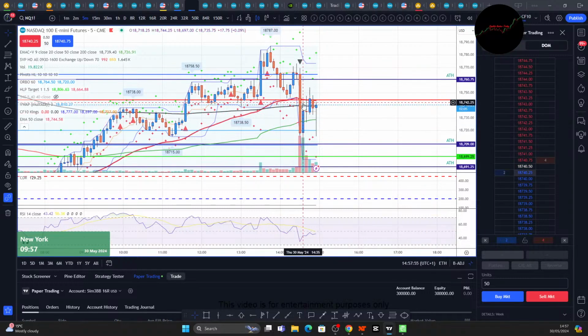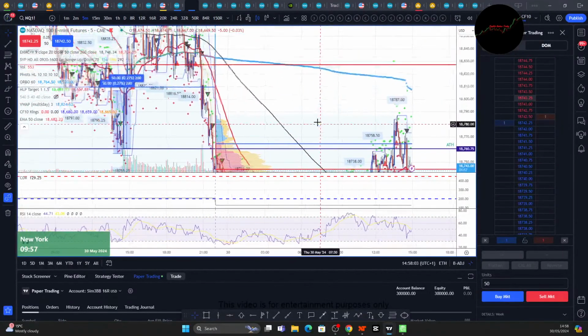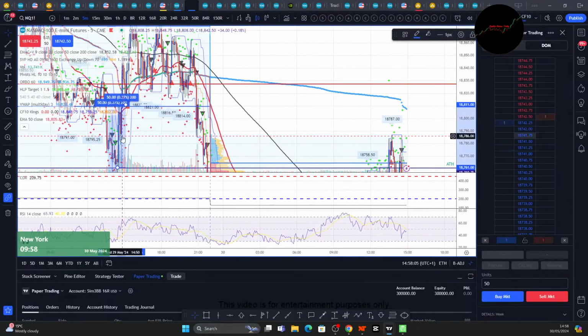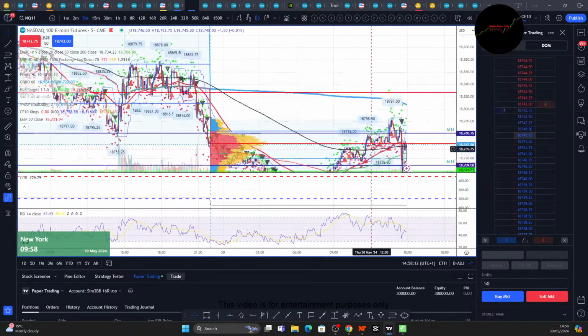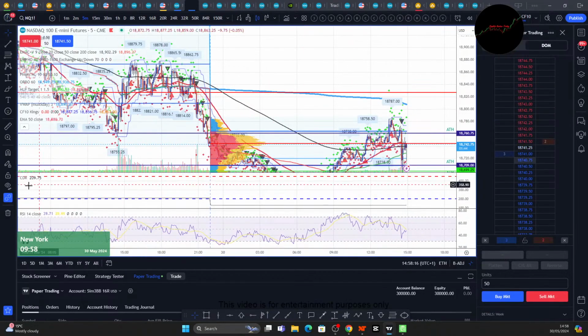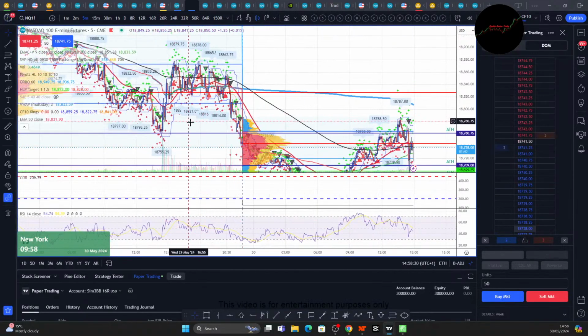Where's our 200? Okay, so we've got the VWAP, we've got the 200, we've got the 50, we've got the point of control. Let's take some of these drawings off. Seeing buying there, current daily range 129.